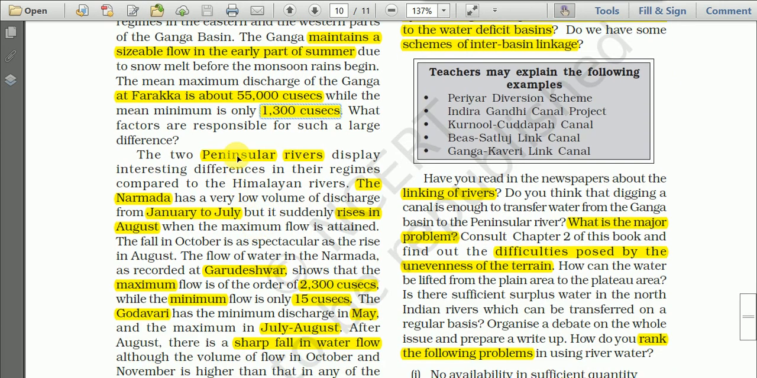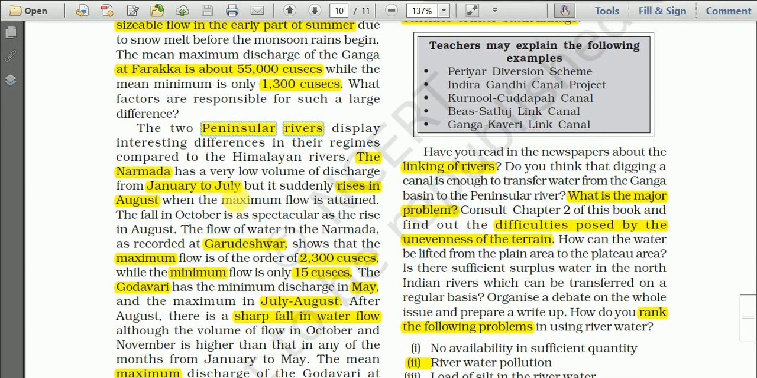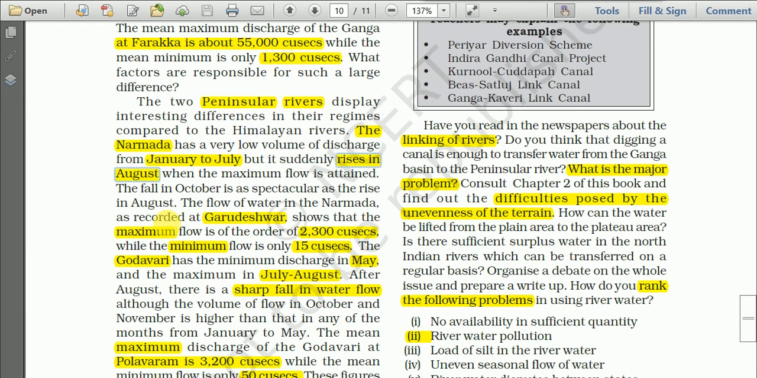The two peninsular rivers display interesting differences in their regimes compared to the Himalayan rivers. The Narmada has a very low volume of discharge from January to July, but suddenly it rises in August when the maximum flow is attained. That means at this time the monsoon rainfall arrives. In the month of August there is monsoonal rainfall, and that is why the maximum flow is attained.